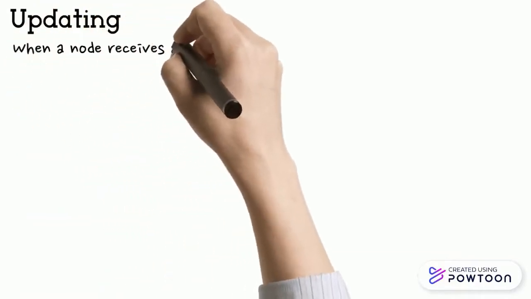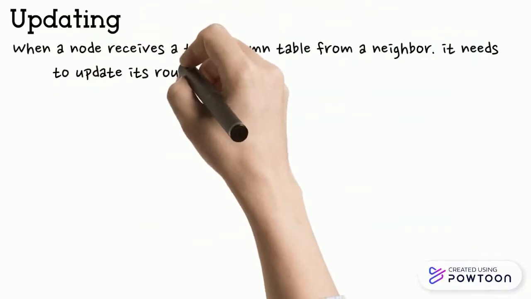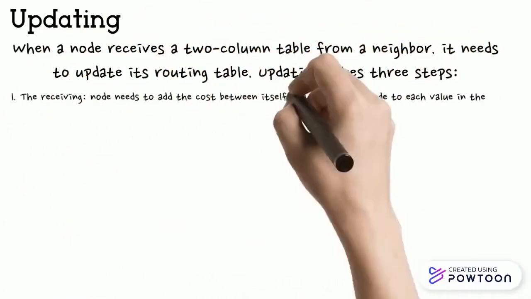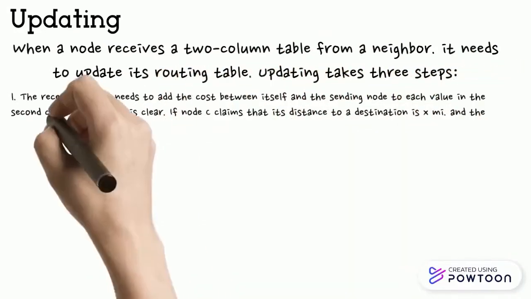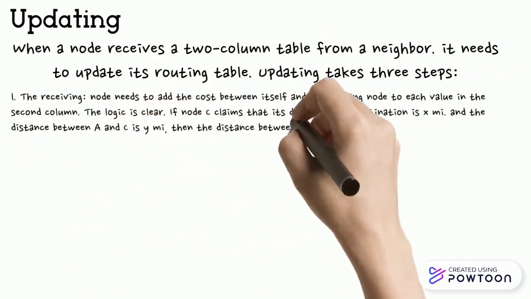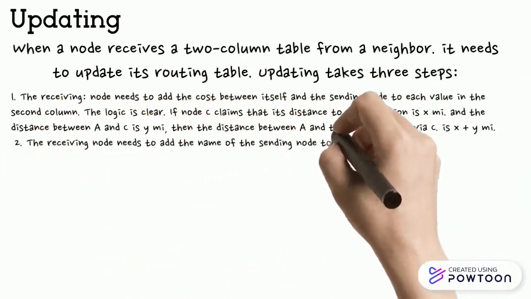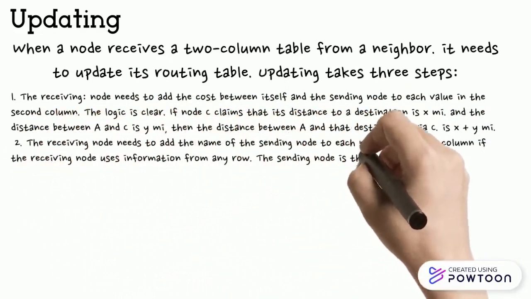Updating: when a node receives a two-column table from a neighbor, it needs to update its routing table. Updating takes three steps. Step 1: the receiving node needs to add the cost between itself and the sending node to each value in the second column. The logic is clear. If node C claims that its distance to a destination is x, and the distance between A and C is y, then the distance between A and the destination via C is x plus y.